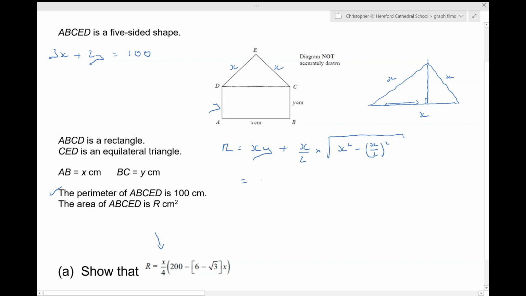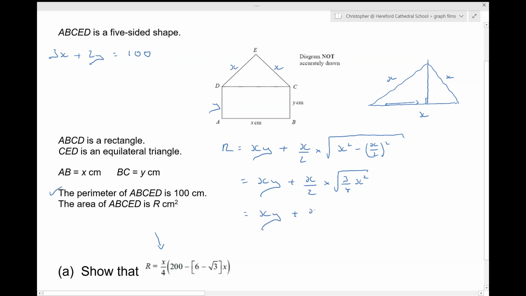So let's simplify this, shall we? xy plus x over 2 multiplied by the square root of, well, x over 2 squared is x squared over 4. So I've got an x squared minus a quarter of x squared. So that's going to give me 3 over 4 times x squared, 3/4 of x squared. Let's carry on.